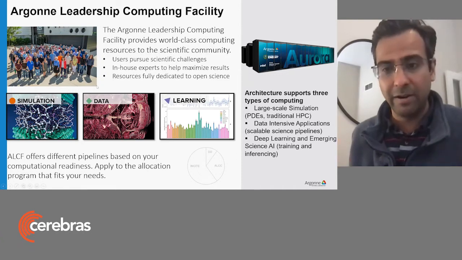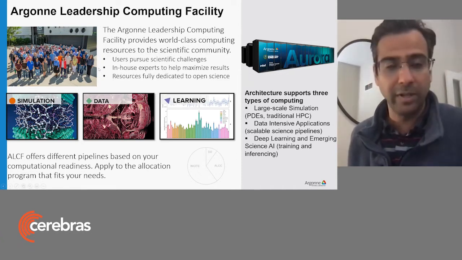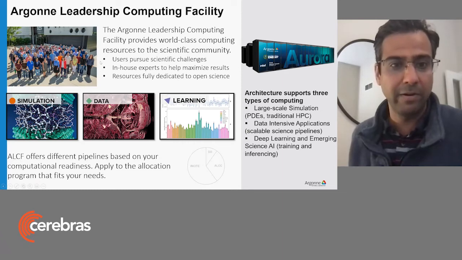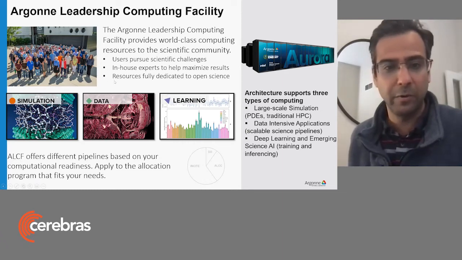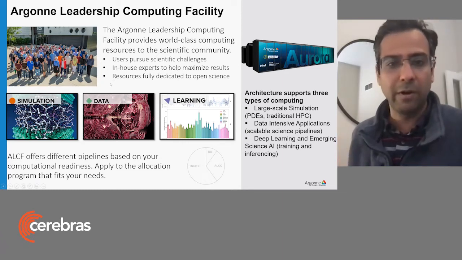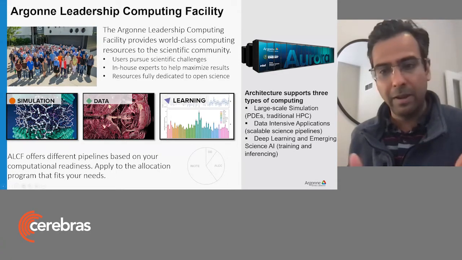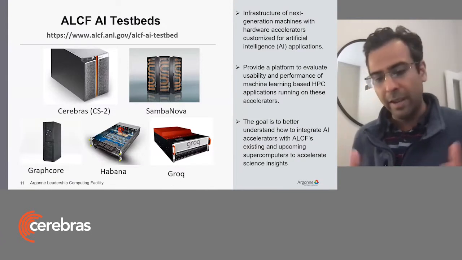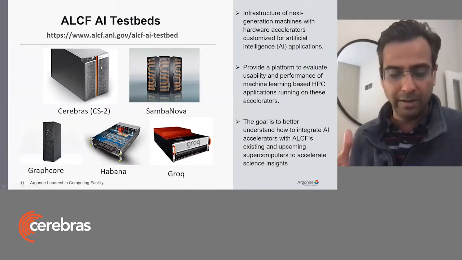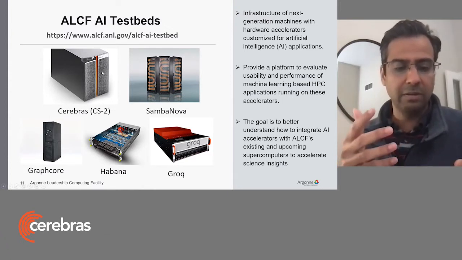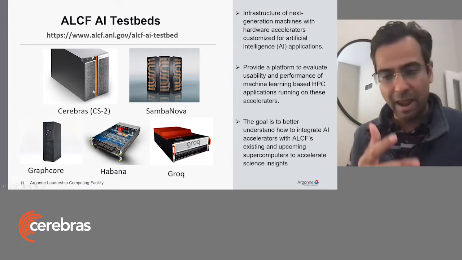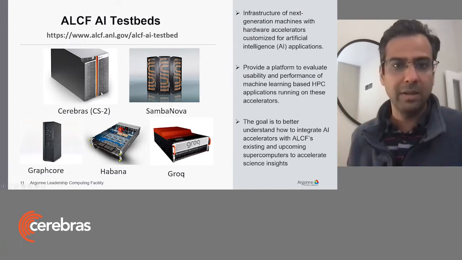We are currently deploying Aurora, which has a peak of 2 exaflops. And we are really excited. Our sister facility at Oak Ridge really hit the 1 exaflop barrier at ISC this year. So, great times for computational science at scale. Next slide, please. So if you start looking at our supercomputing systems, we are working to really facilitate simulation, learning, and analytics at scale on these systems.